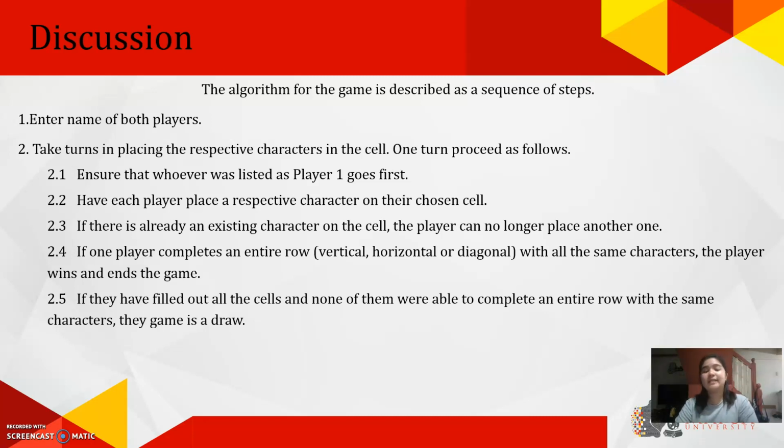If there is already an existing character on the cell, the player can no longer place another one. That would mean an invalid move. If one player completes an entire row with all the same characters, be it all X's or all O's, the player wins and ends the game. If they have filled out all the cells and none of them were able to complete an entire row with the same characters, this means that the game is a draw.